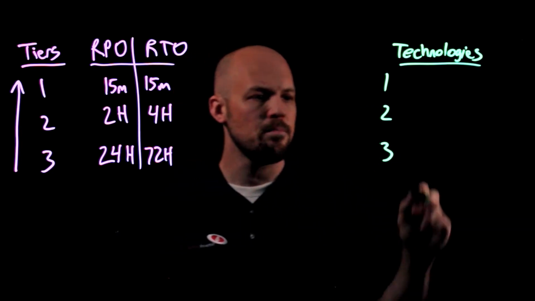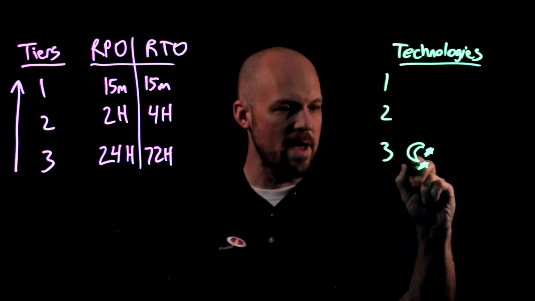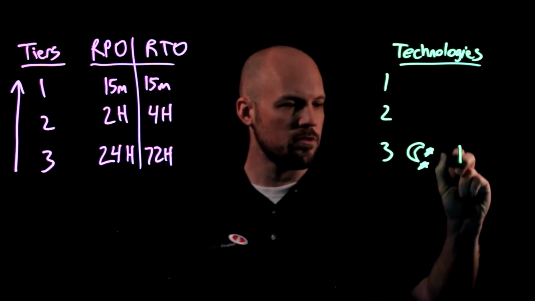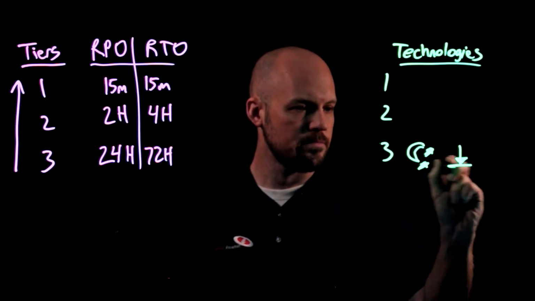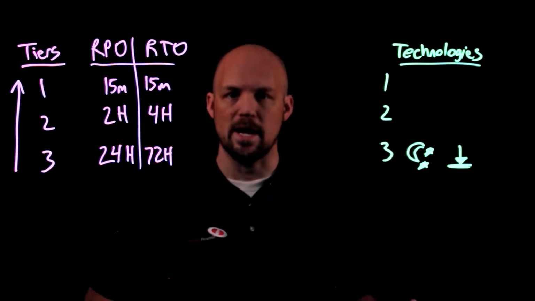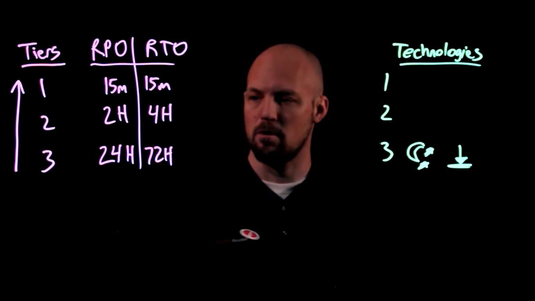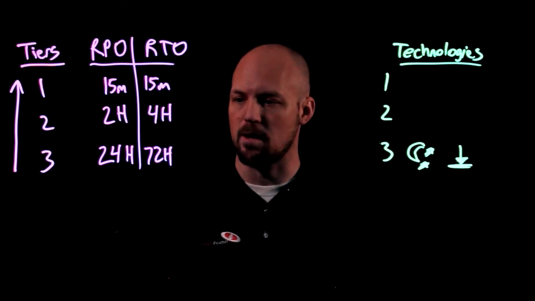For tier 3, I'll draw a little moon and stars here, we're talking about nightly backups for the most part. So some kind of backup running every single night to keep our data safe. This is where we're trying to achieve the RPO of 24 hours. We can do that with nightly backups.